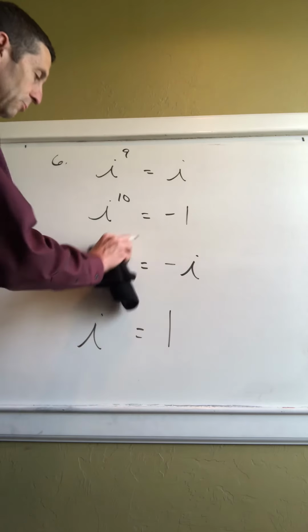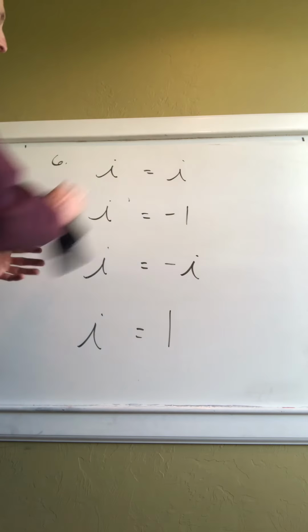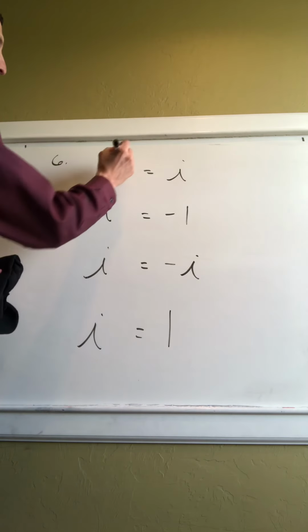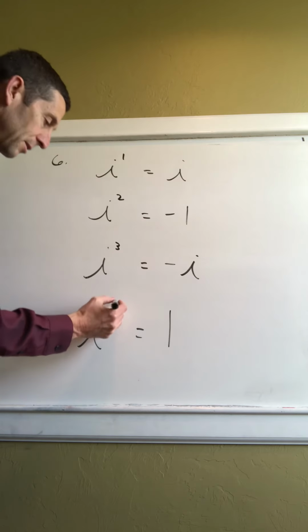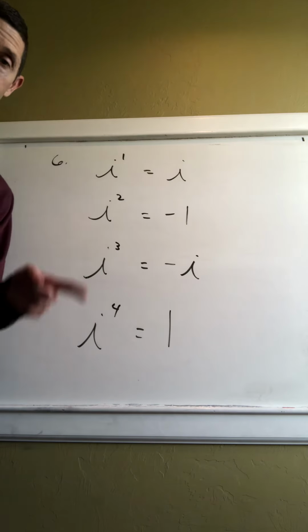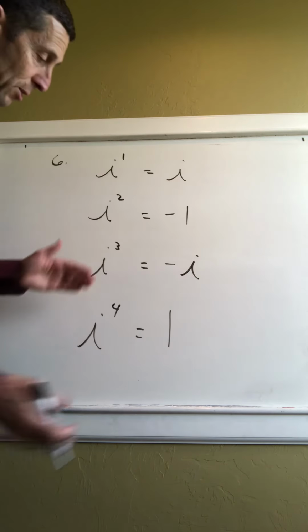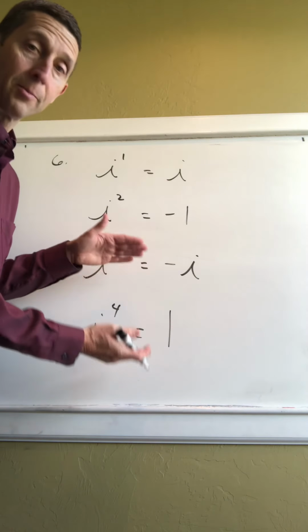This pattern is always intact. Always. You could just keep on building forever. It's all in this row of 4: i to the first, i to the second, i to the third, i to the fourth. But the big money important guy is right here, i to the fourth, positive 1.